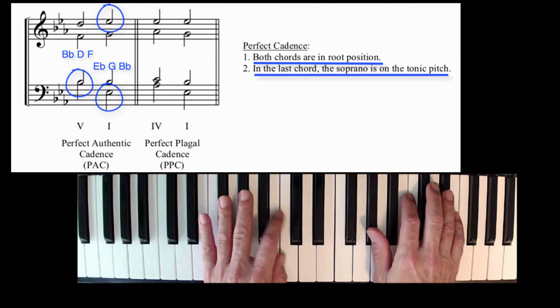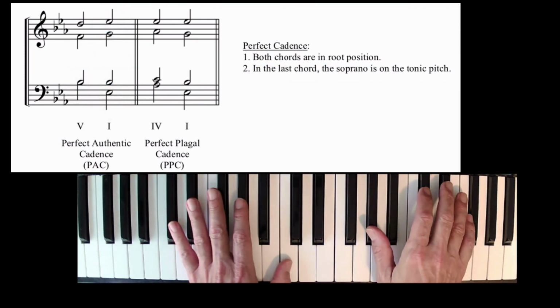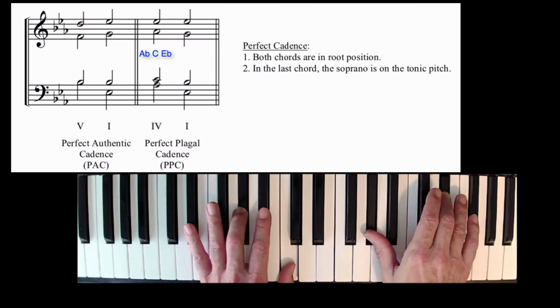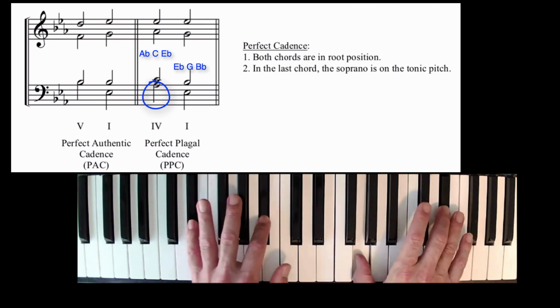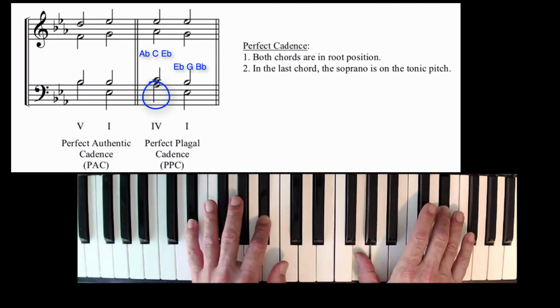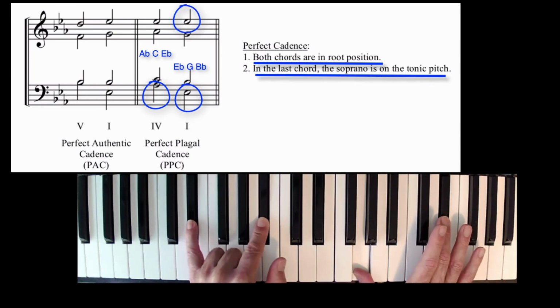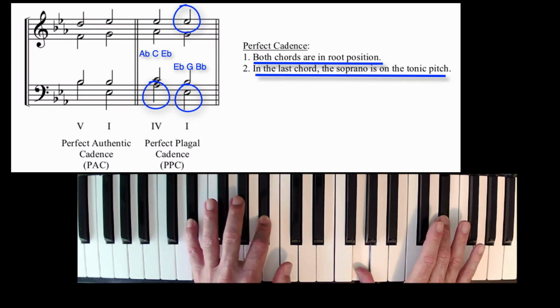The next is a plagal cadence. This one is also perfect. It's a 4 chord, A flat, C, E flat, in root position because the root is in the bass, moving to the 1 chord, E flat, G, B flat, in root position because the root's in the bass, and also the root is in the soprano. Both of those conditions have to be met, therefore this is a perfect cadence.